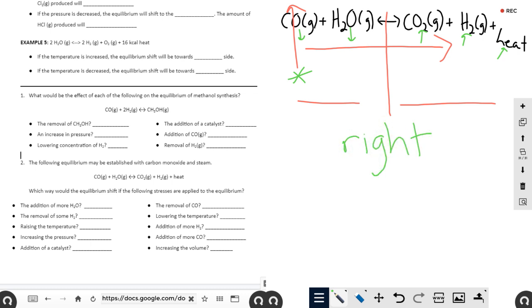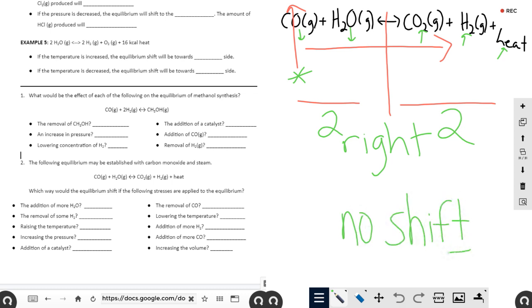And then the last one, increasing the volume. Do you remember we had 2 moles of particles on this side and 2 moles on that side? So increasing or decreasing volume is the same as increasing or decreasing pressure, and there was no shift. So there was no shift for pressure, there is no shift for volume. And there we have it.